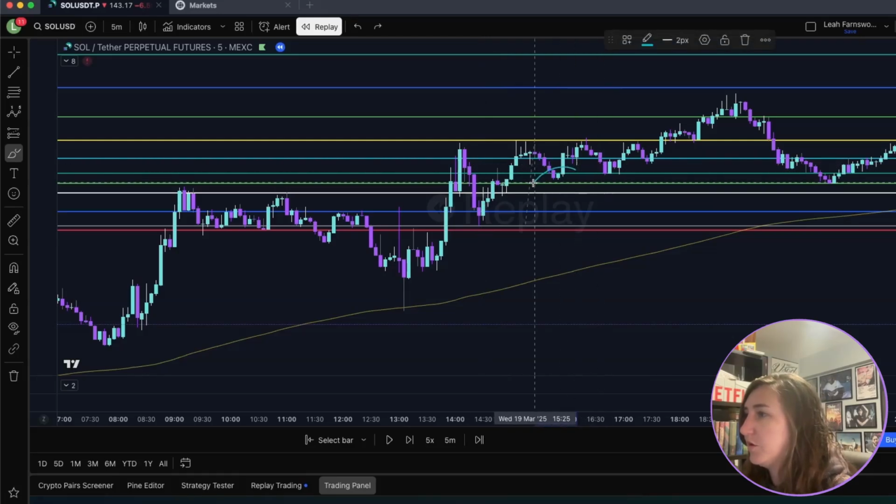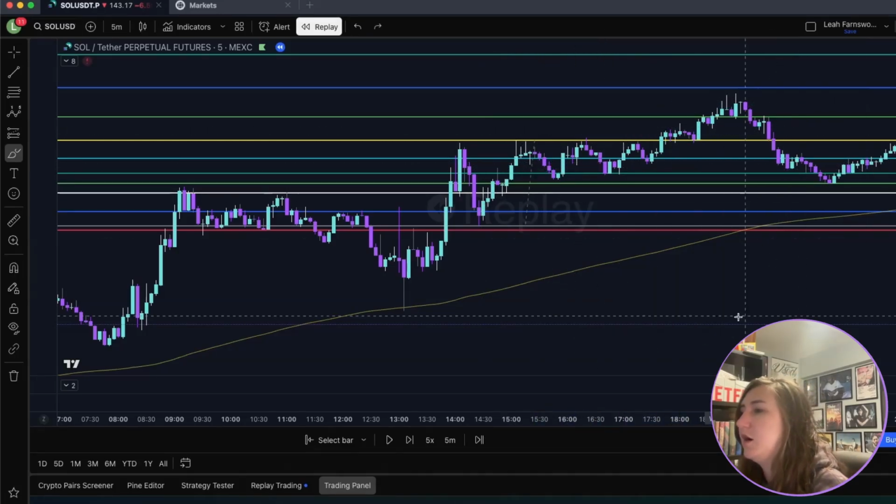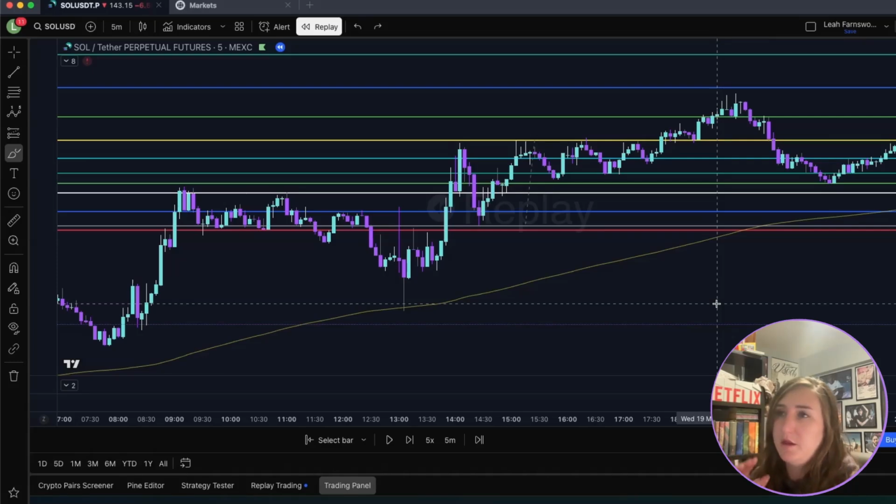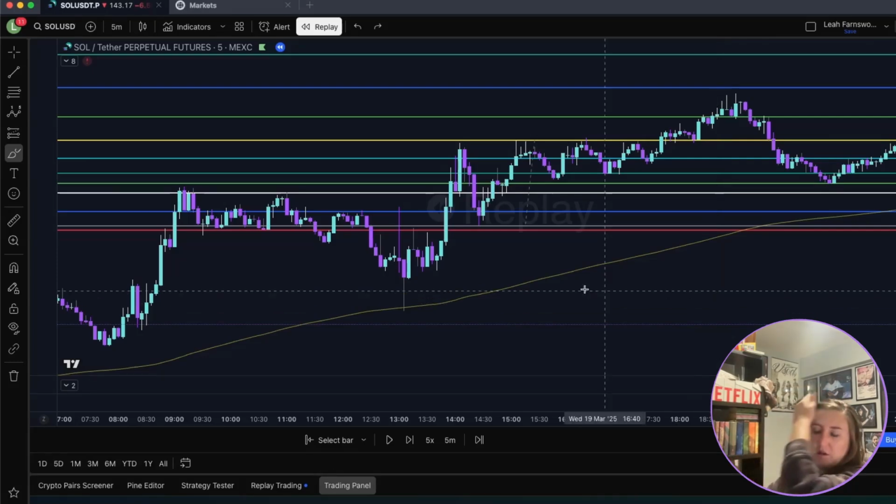So 0.618, you could have put in an entry here to profit at 1.272 here. And like I said, this can apply to any chart: stocks, forex, futures, meme coins, whatever you're trading. All these concepts can apply there.